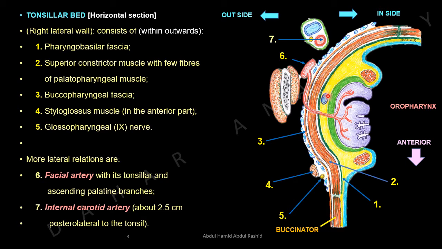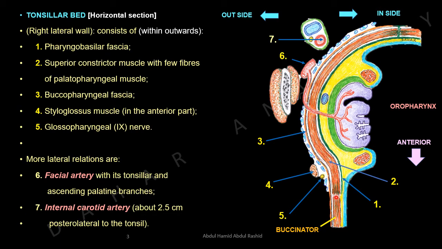Now the structures forming the tonsillar bed. Number 1, pharyngobasilar fascia, this green layer. As you know, the pharyngobasilar fascia is attached to the base of the skull. Lateral to this fascia, or outside it, is the superior constrictor muscle. This is the superior constrictor muscle.